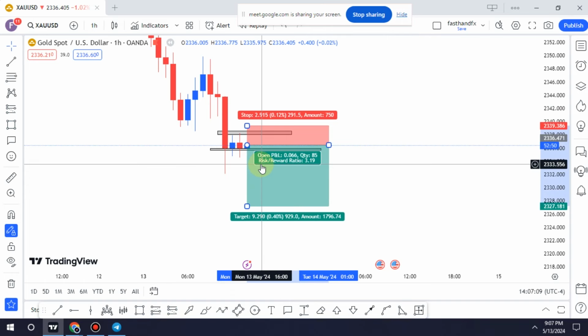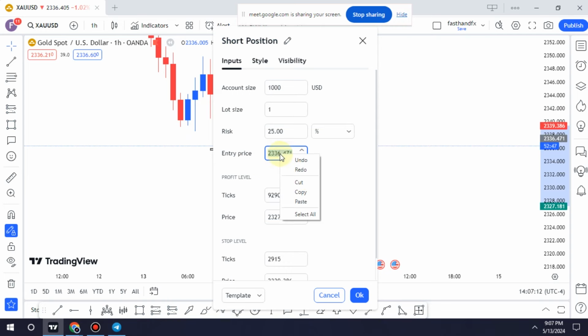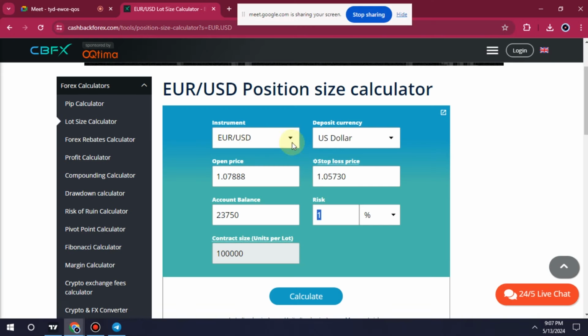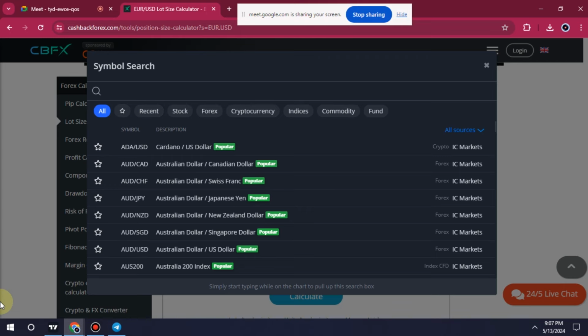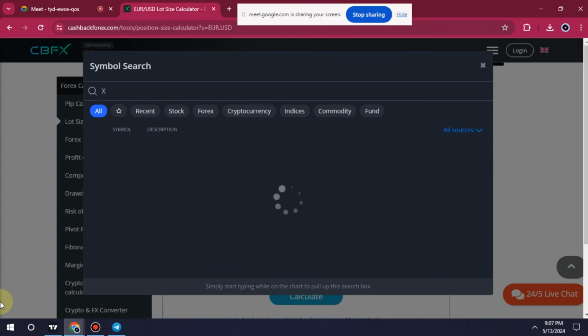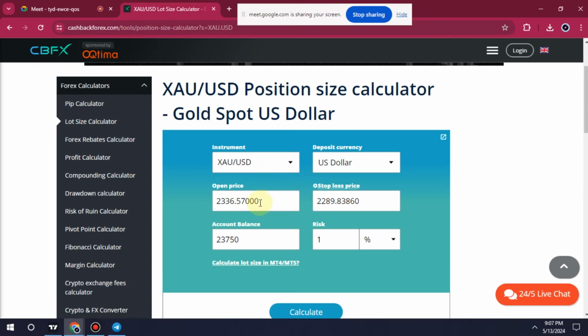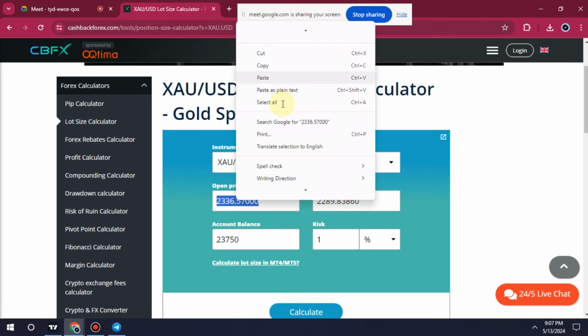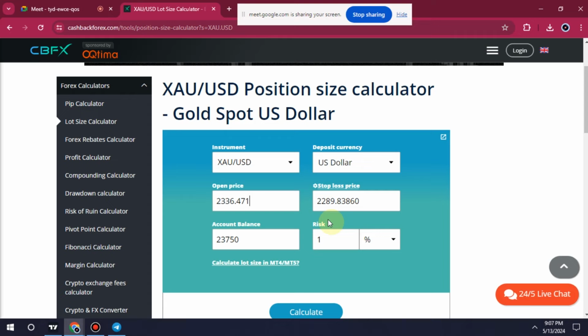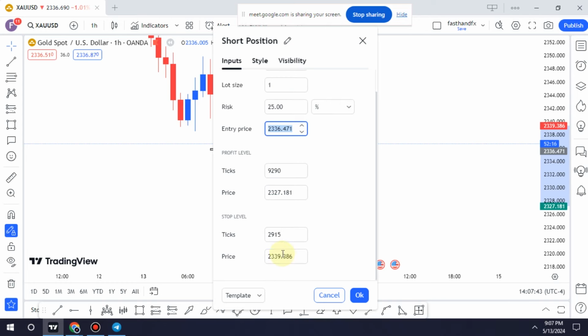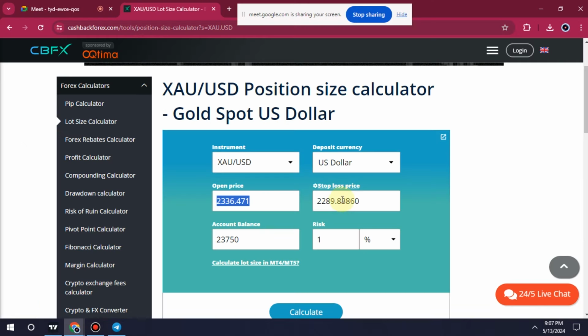So before you enter your trade, double click on that. This is your entry price. I copy that entry price. Then I go back to the website, and of course, you need to search over here, gold USD. So this is gold right there. I double click on that, and then I paste the value that you copied from TradingView over here. You see that's the open price. Now I need to insert the stop loss level. So over here, I double click once again, copy, and then go back to the cashback website. Then I double click right here, and then I paste.